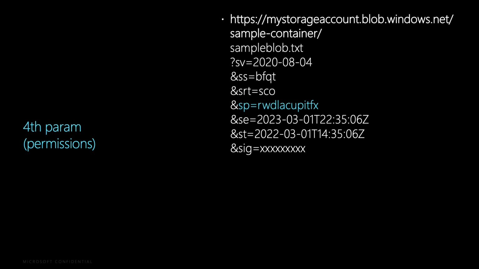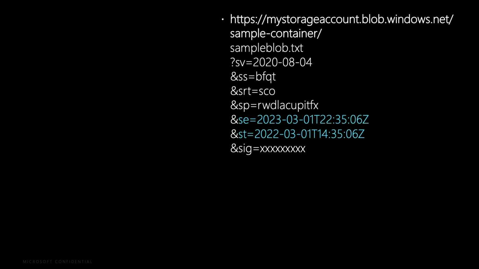C equals create, U equals update, which is for tables and queues only. P equals process, which is valid for queues only. I is for set immutability policy, which is blob only. T is for tag, again blob only, U is for setting blob index tags, and F is for filter, again only for blob, which allows filtering by blob tags. Our final value, X, equals delete version, which applies to both the container and the blob.